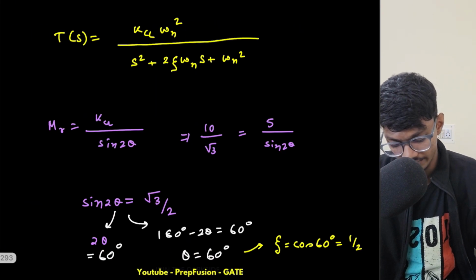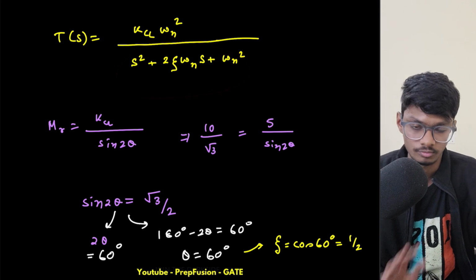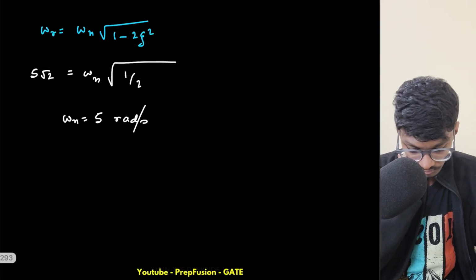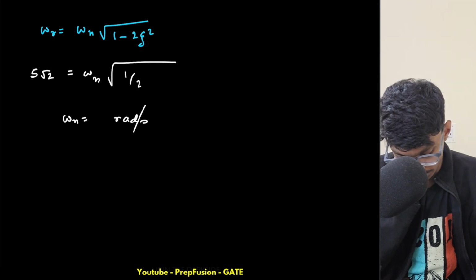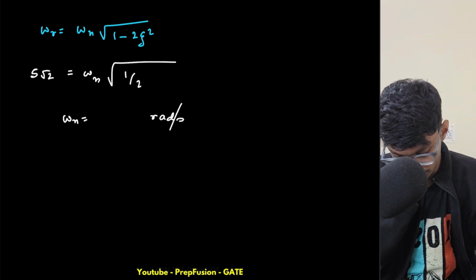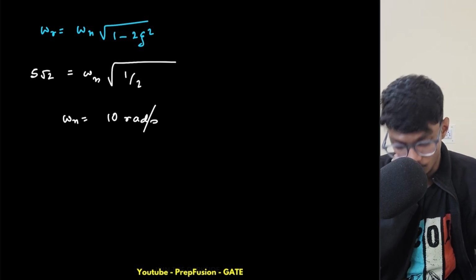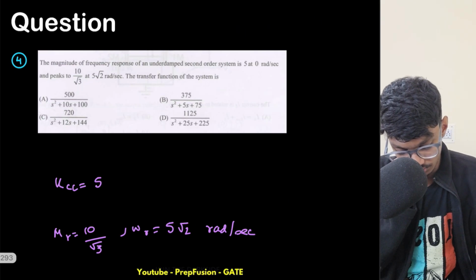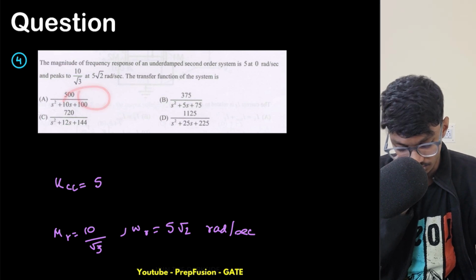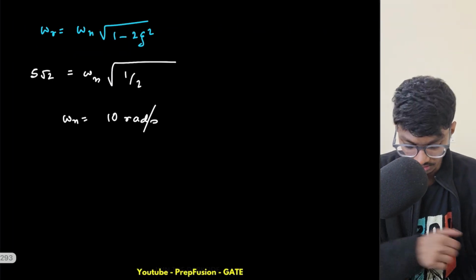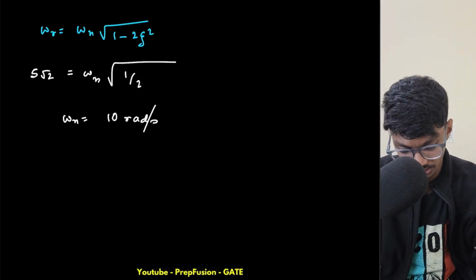Okay, you don't even have to put this here. You can directly check from the options which one is matching. Sorry, not 5, this is 10, right? This is 10 radians per second. So this was my omega n. So obviously 10 square is only this one, so only option A will be correct, and the other options will be incorrect, but still we'll write this in the standard format.